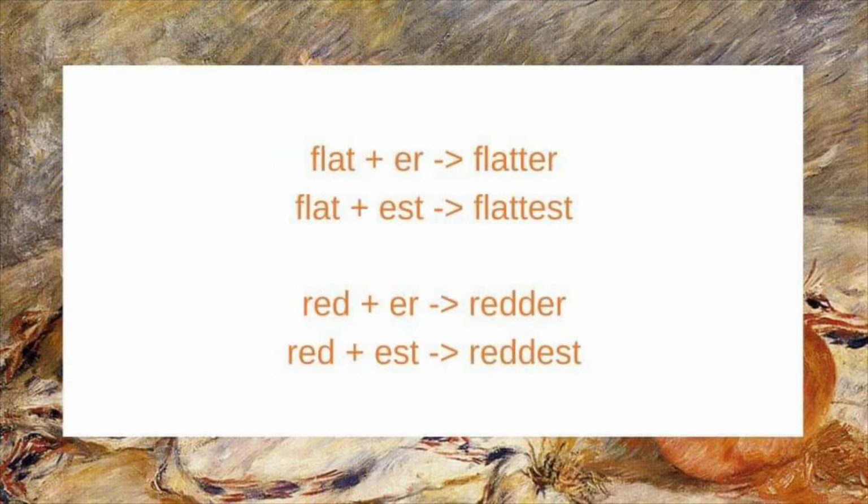For most one-syllable adjectives that end with one vowel and one consonant other than w, x, or y, double the final consonant and add the er or est suffix. Flat, flatter, flattest. Red, redder, reddest. Note that the graphemes w, x, and y never double.